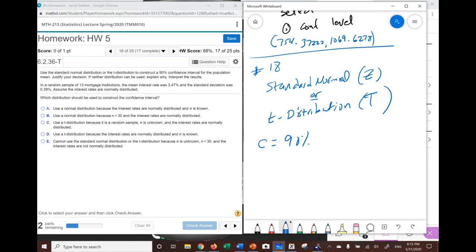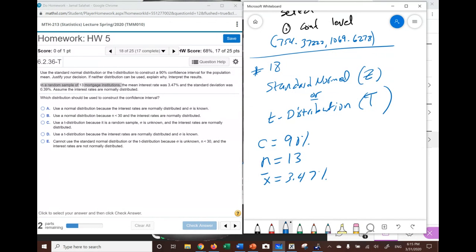So this is what we have. They say in a random sample of 13 mortgages, so we are talking about n equal to 13 mortgages, the mean interest rate is, so the mean is X bar. Remember, they said in a sample, the mean interest rate. In other words, they tell you X bar is 3.47%.